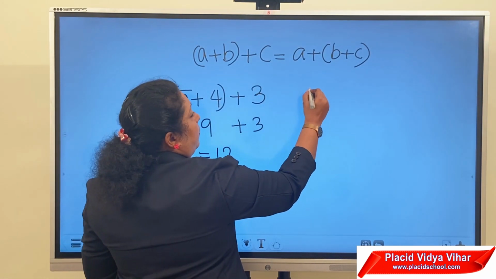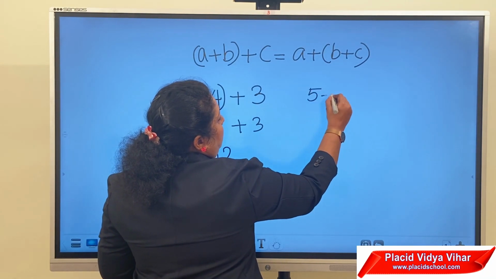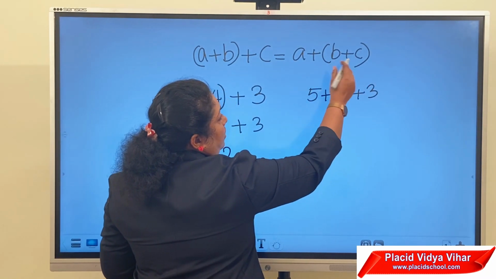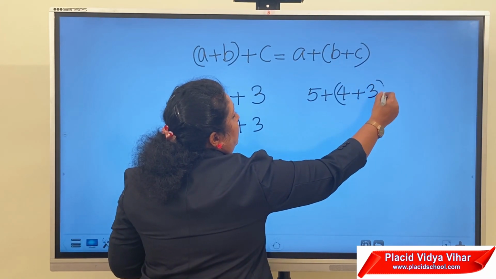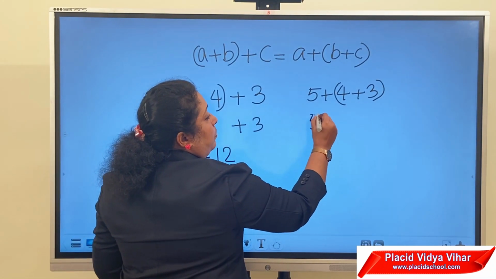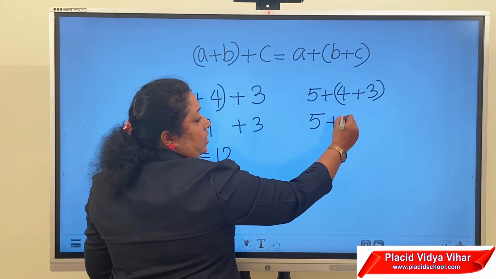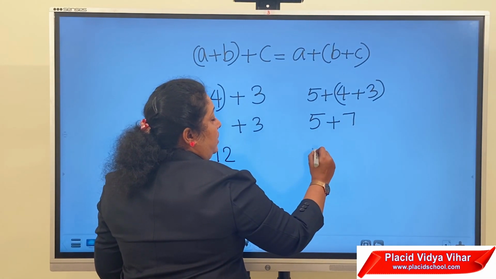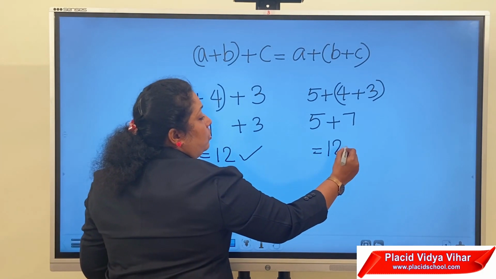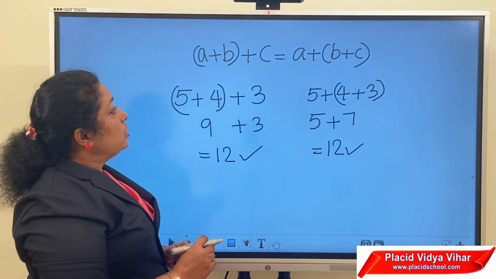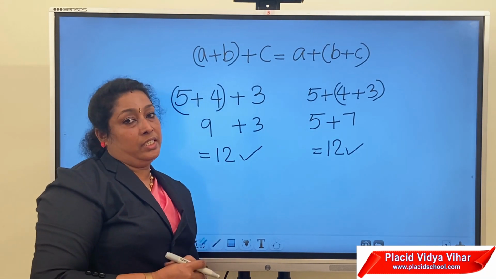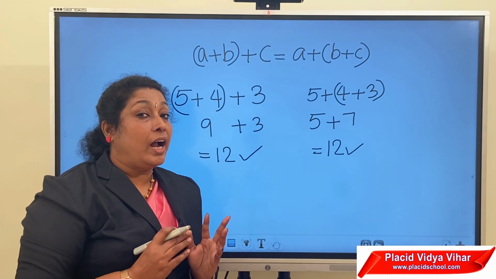This side, look, 5 plus 4 plus 3. Here b plus c can be joined together. 4 plus 3 is 7. 5 plus 7, the answer is 12. Here also 12, here also 12. So, integers are associative under addition.